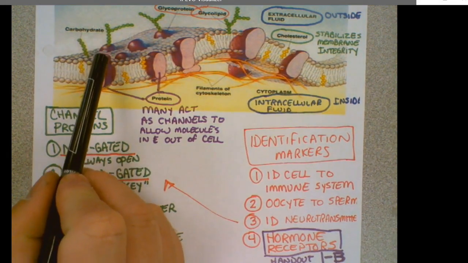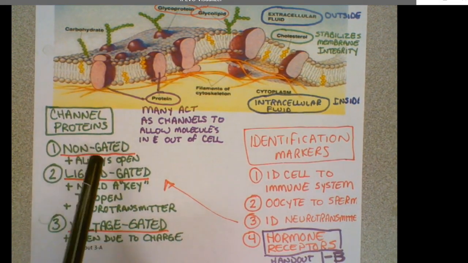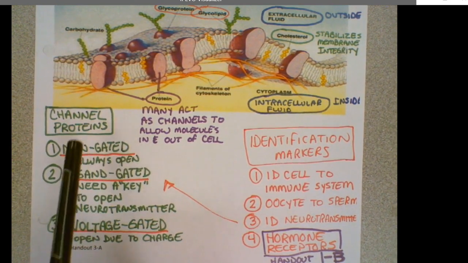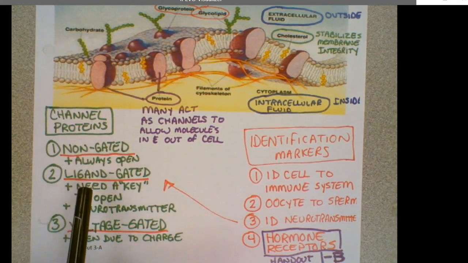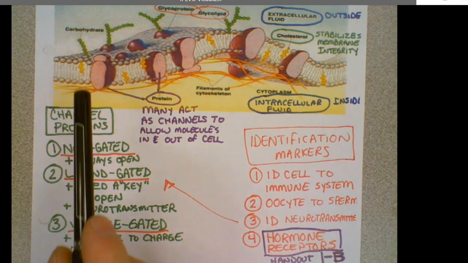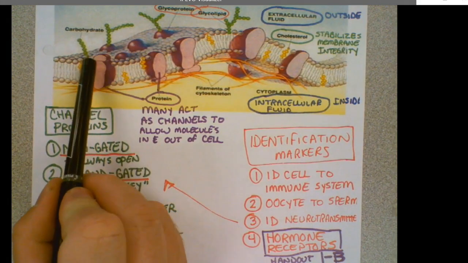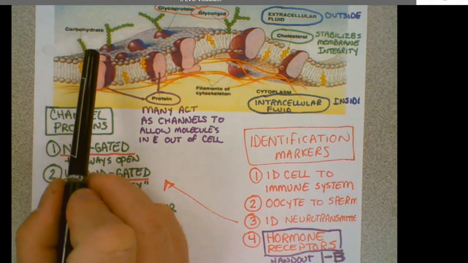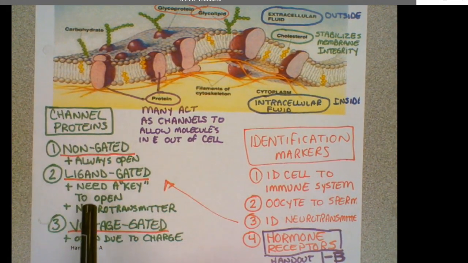Things can just move straight through unimpeded. Those are non-gated. Then we have ligand-gated channels. These are channels that have a door. So we can shut the door and only allow certain things to pass through the membrane.